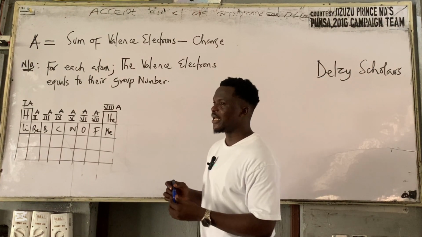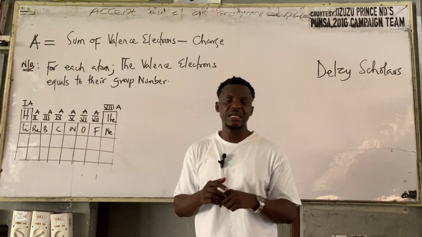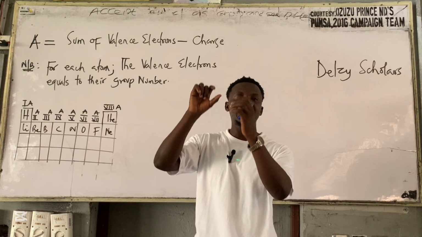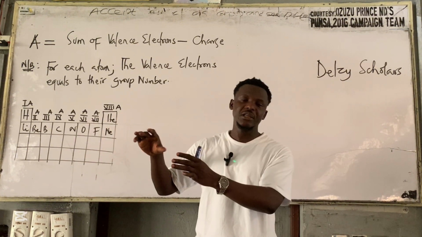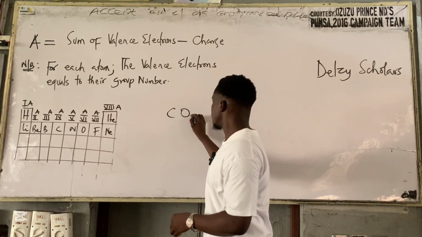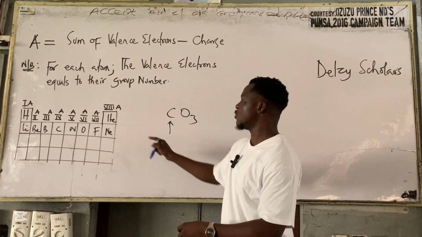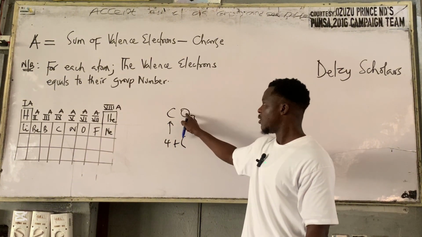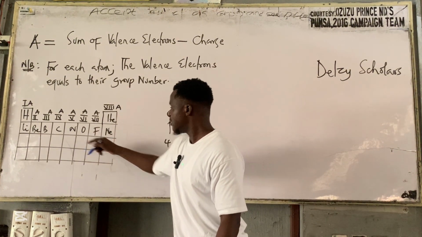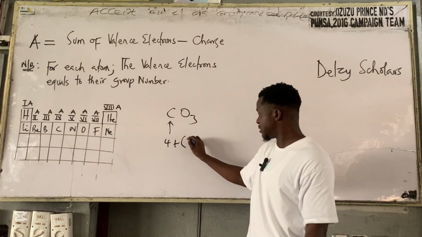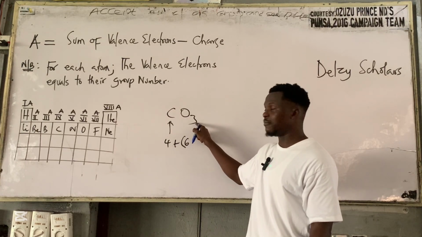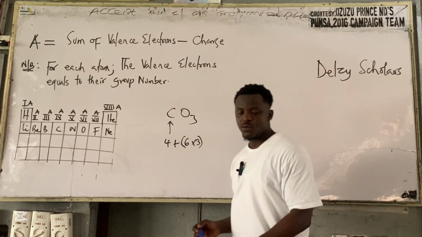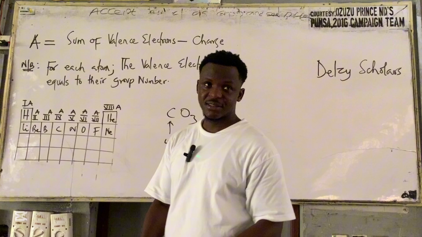So anytime we say sum of valence electrons, sum simply means go to the compound, check how many of such elements are occurring. For example, here, carbon is in group 4, so the valence electron for carbon is going to be 4, plus oxygen is in group 6. The valence electron for oxygen is 6, but it's happening how many times? Times 3. So that's how we are going to get that.